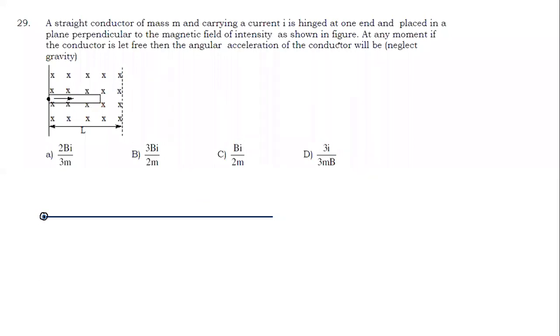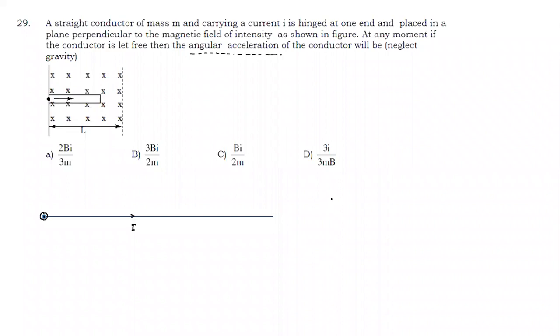If current is flowing here and there is a magnetic field, this is the direction of current. Which direction will the force act here? See, what is this based on? We have to calculate, if the rod is let free, what is the angular acceleration? So every time, let's start from what we need to find.